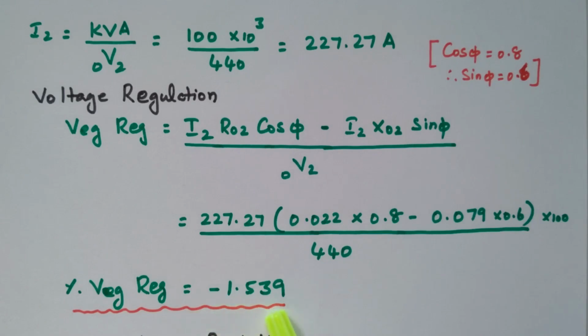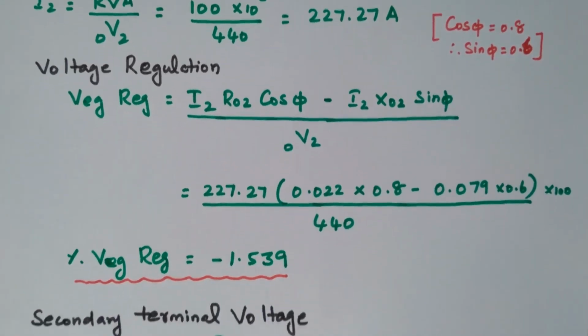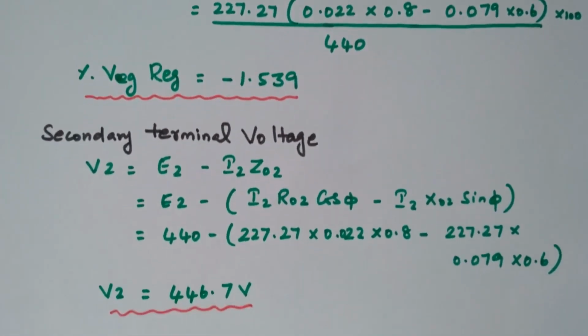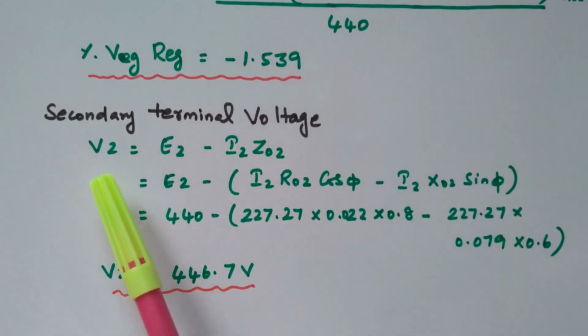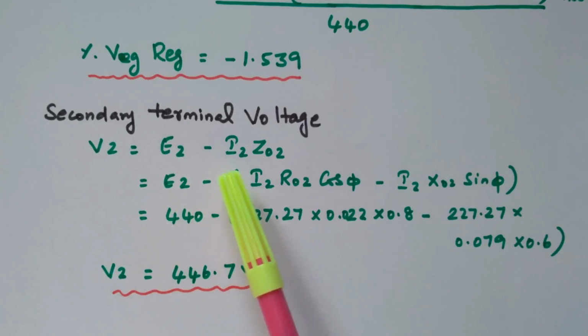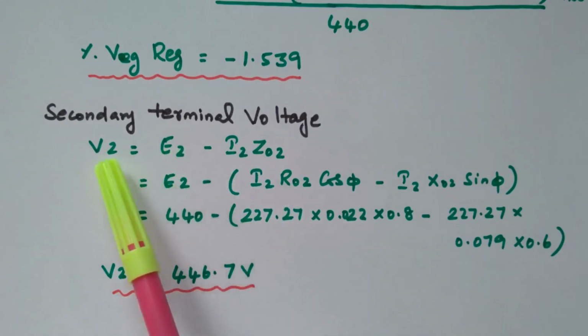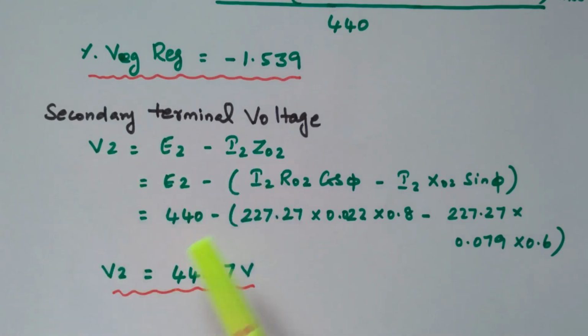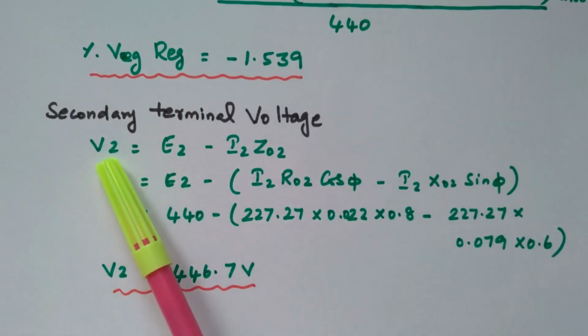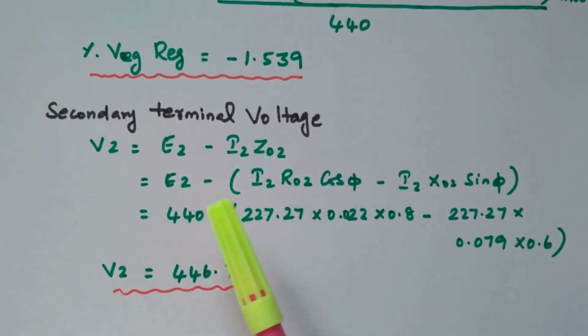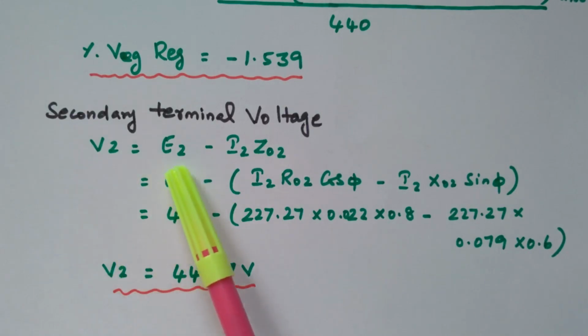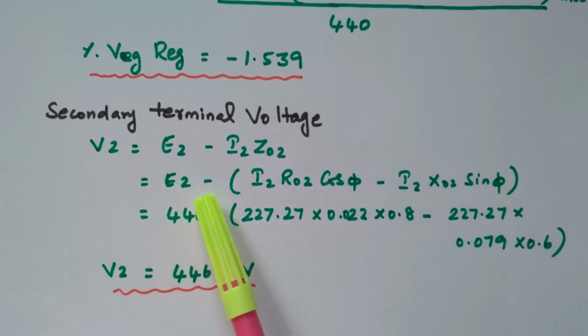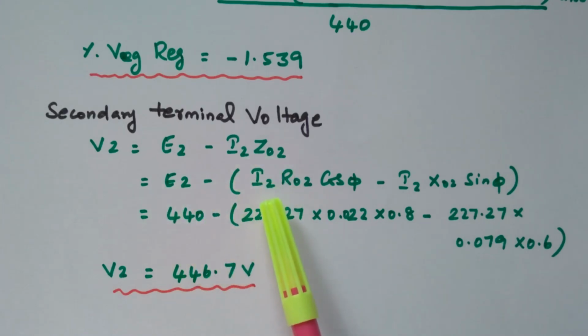minus 1.539. Right. Now we'll go to the secondary terminal voltage. The formula for secondary terminal voltage is V2 equal to E2 minus I2 Z02. So the general formula is E2 equal to V2 plus I2 Z02. The voltage induced in the secondary is equal to the voltage available at the load terminal plus losses. So that we can write V2 equal to E2 minus I2 Z02.